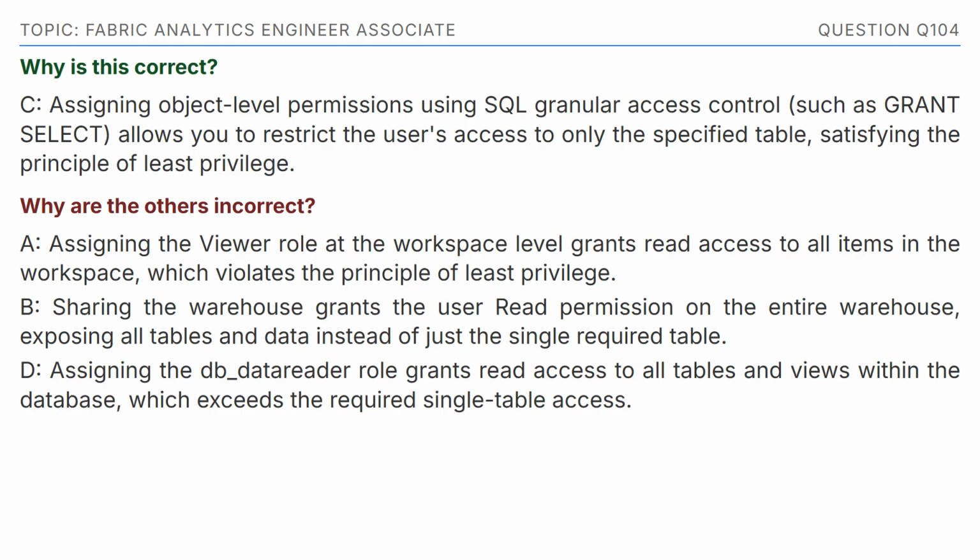Why are the others incorrect? A. Assigning the viewer role at the workspace level grants read access to all items in the workspace, which violates the principle of least privilege. B. Sharing the warehouse grants the user read permission on the entire warehouse, exposing all tables and data instead of just the single required table. D. Assigning the DB_DataReader role grants read access to all tables and views within the database, which exceeds the required single table access.